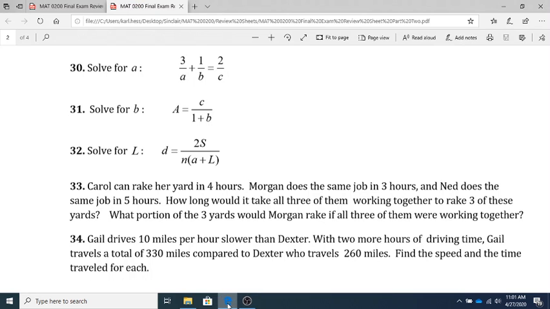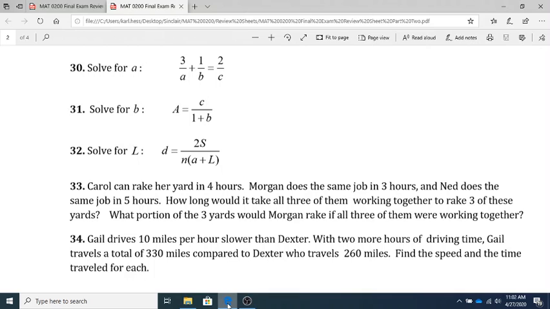Alright, well, blank slate. Next problem. Word problem number 33. Carol can rake her yard in 4 hours. Morgan can do the same job in 3 hours. And Ned does the same job in 5 hours. How long would it take all 3 of them working together to rake 3 of these yards? What portion of the 3 yards would Morgan rake at this? Alright, so 2 questions. Let's focus on the first one.